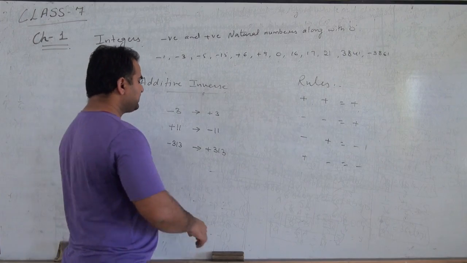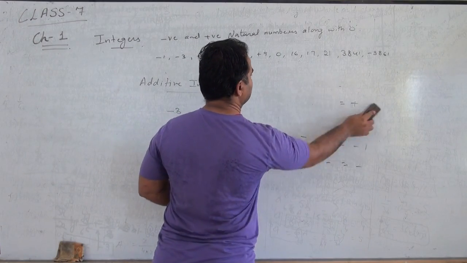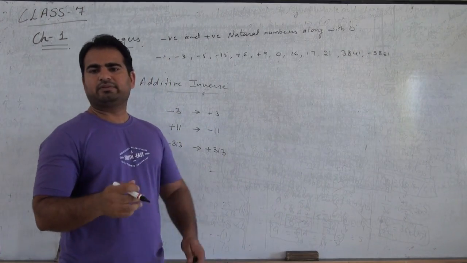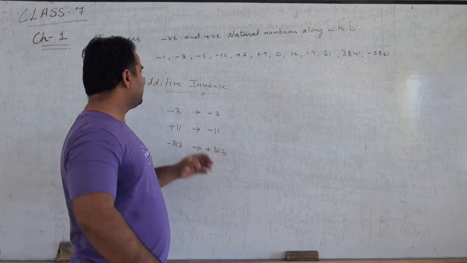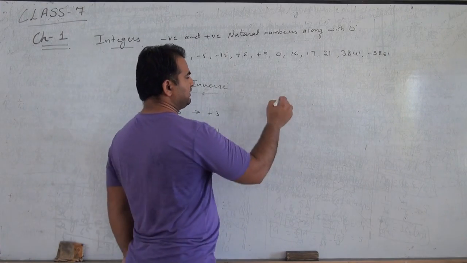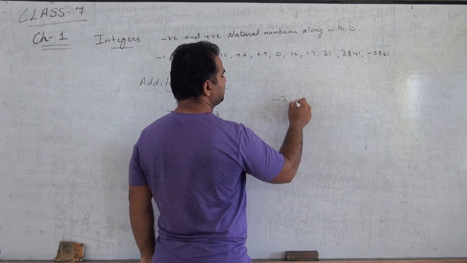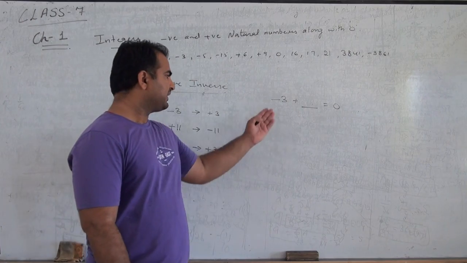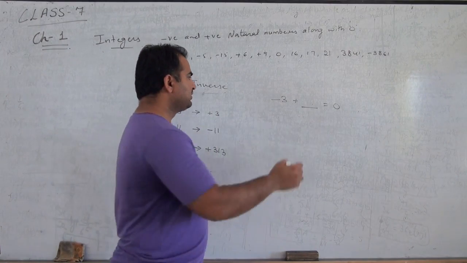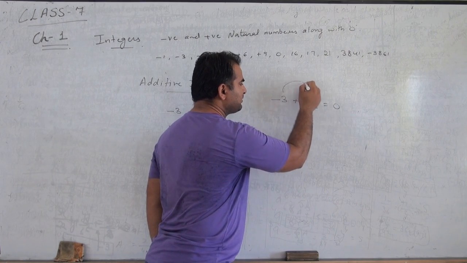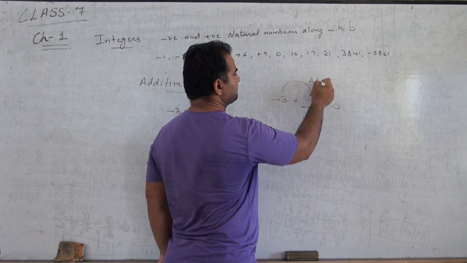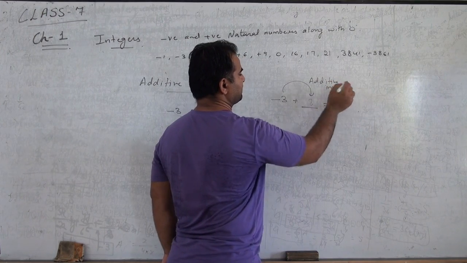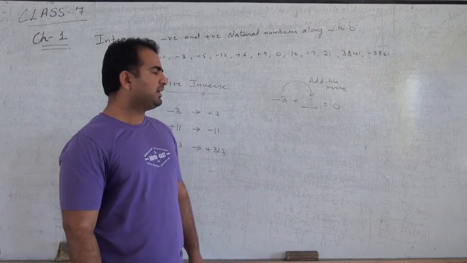Okay. What does the equation say? Now you will ask which equation? The additive inverse equation says: what should be added to minus 3 so that it becomes 0? What should be added to minus 3 so that it becomes 0? This answer will be the additive inverse.